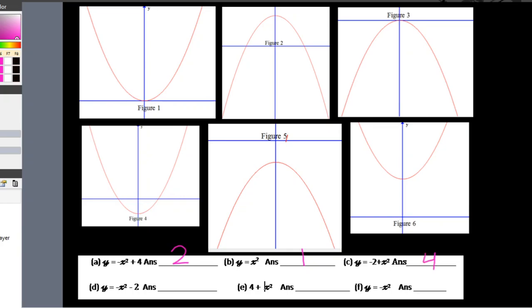Figure 4. Okay. Part D, minus x square minus 2. Minus x square means inverted U graph which will be touching the y-axis at -2. So inverted U which touches the y-axis at -2. So that's figure 5. Next is x square plus 4. So U-shaped and 4 units up. So figure 6. And then minus x square is simply figure 3.